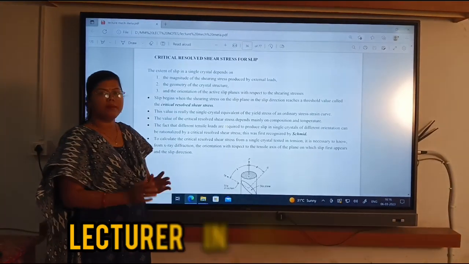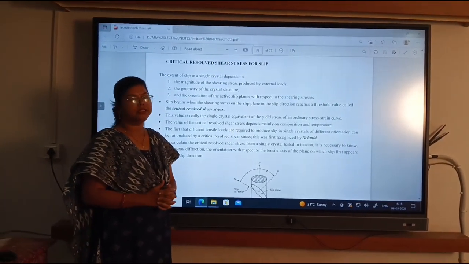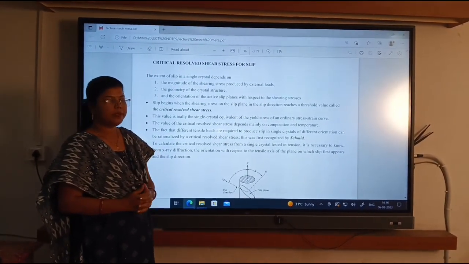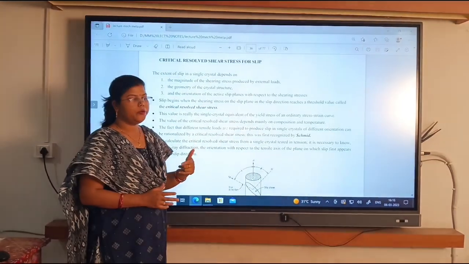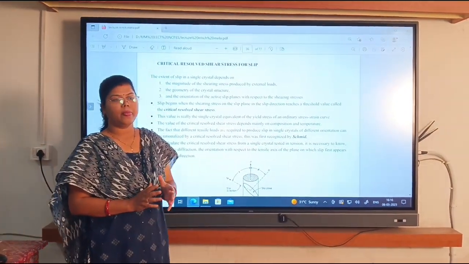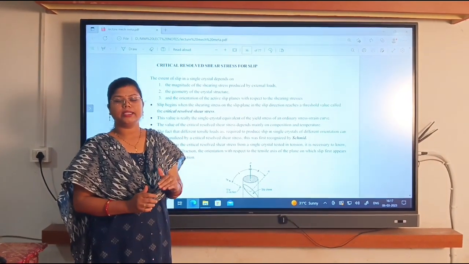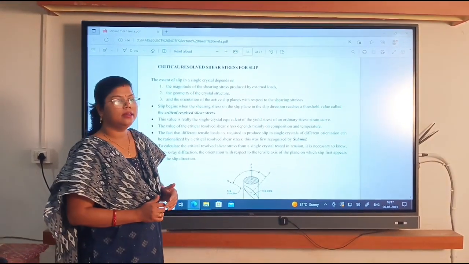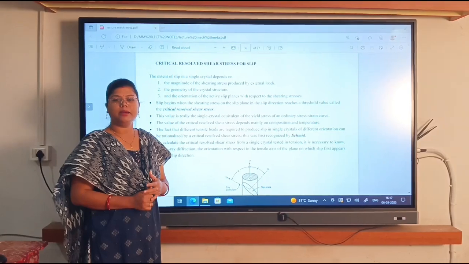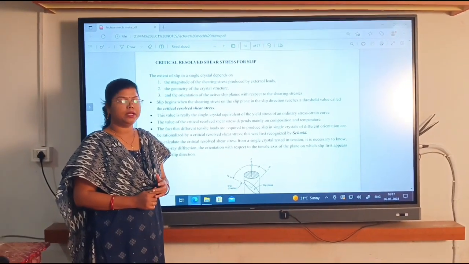Whenever we talk about slip, there are many factors on which slip depends. Basically, when we apply an external load, then only slip occurs. That external load must be higher than the internal energy of that particular sample or that particular material.